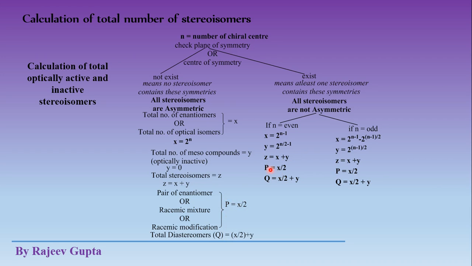Here p equals x by 2, because p is the racemic mixture, which is always just half of the total number of enantiomers. Also q is the diastereomers, which are the addition of these optically inactive compounds and the total number of racemic mixtures, meaning the diastereomer numbers are just half of the total number of enantiomers.